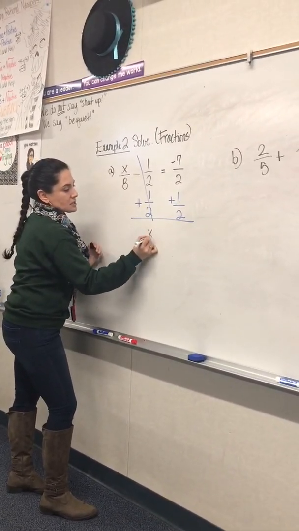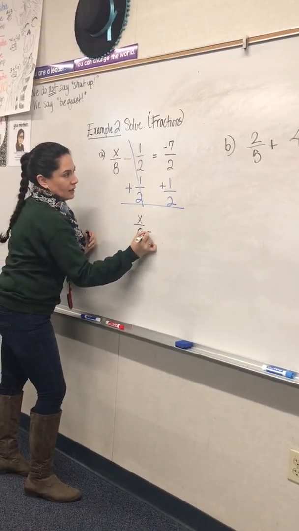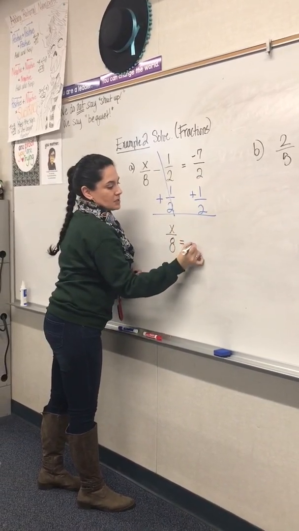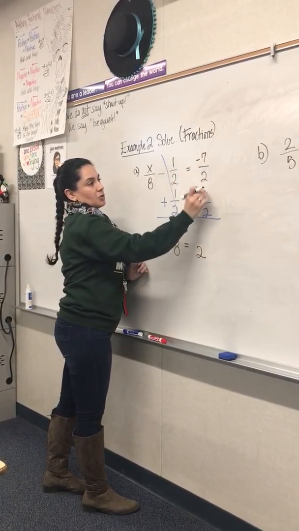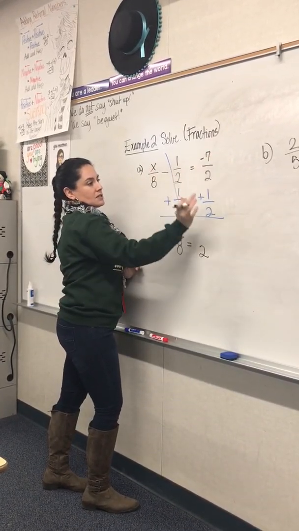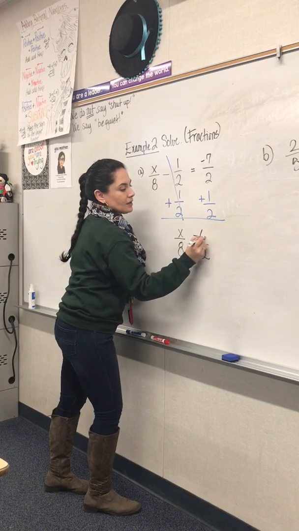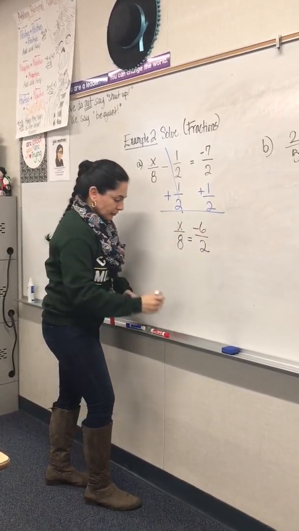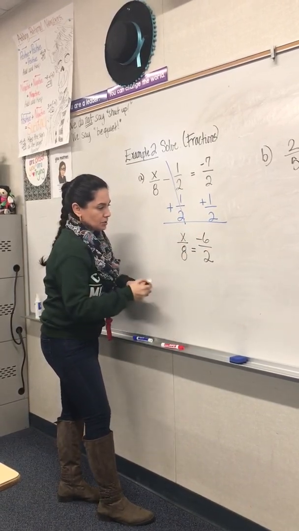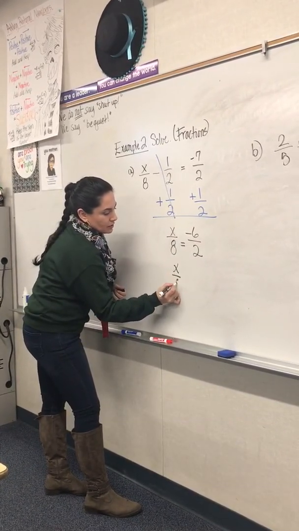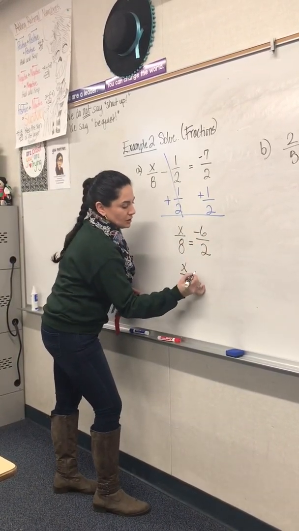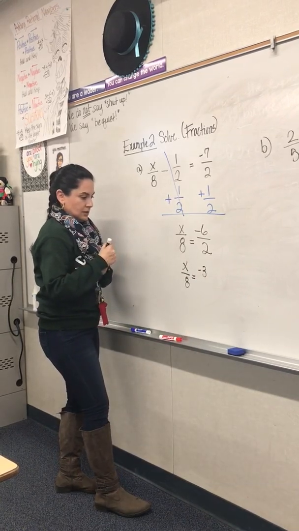I have x over 8 equals, because the denominators are the same, I'm going to keep the denominator the same, and then I'm going to subtract the numerators because I see different signs. So -7 and a +1, I get a -6. At this point here, I can simplify -6 over 2. So I'm going to get x over 8 equals -6 divided by a +2 is a -3.